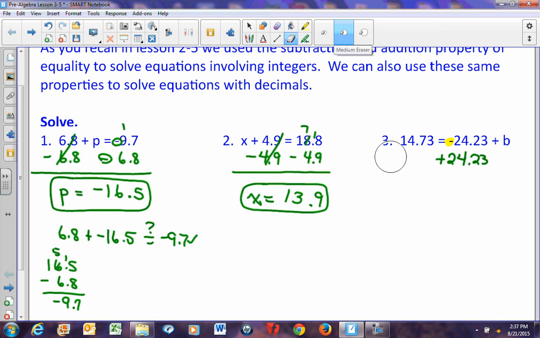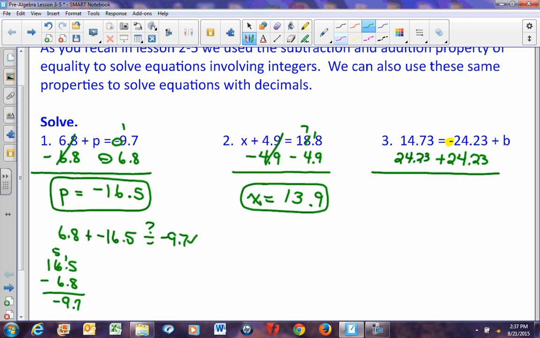24.23 to both sides of my equation. Because it was negative on the right-hand side, we have to make sure that to get rid of it, we add it. Okay, so 3 and 3 is 6, 7 and 2 is 9, bring down the decimal point, 4 and 4 is 8, 2 and 1 is 3, so 38.96. Be careful when you see things that are in front of the variable. Pay attention to whether or not it has a positive or negative sign by it.